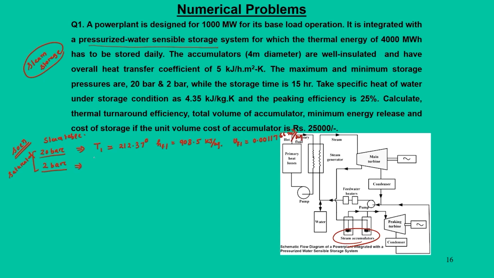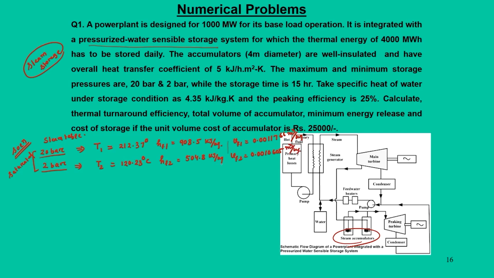Similarly, at 2 bar we can note down the saturated temperature is 120.23 degree centigrade. HF2 becomes 504.8 kilojoule per kg, and VF2 is equal to 0.0010605 meter cube per kg.